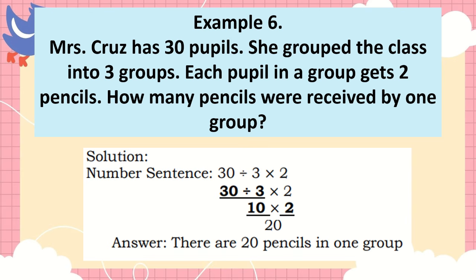Mrs. Cruz has 30 pupils. She grouped the class into 3 groups. Each pupil in a group gets 2 pencils. How many pencils were received by one group? Solution. The number sentence is 30 divided by 3 times 2. 30 divided by 3 equals 10, times 2. Thus, 10 times 2 equals 20. Therefore, the answer is there are 20 pencils in one group.